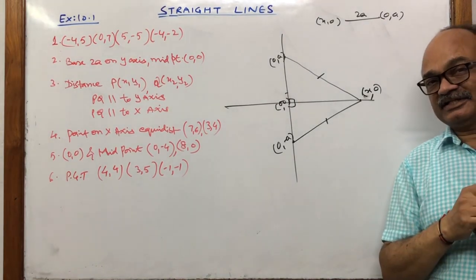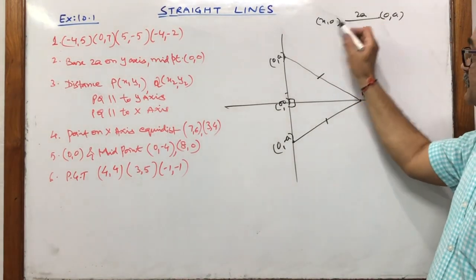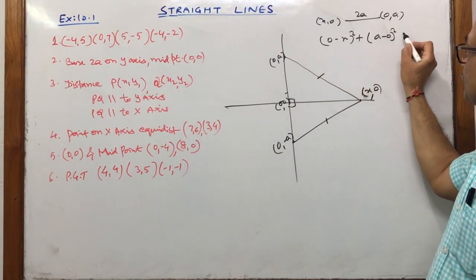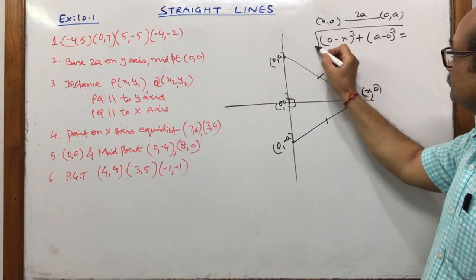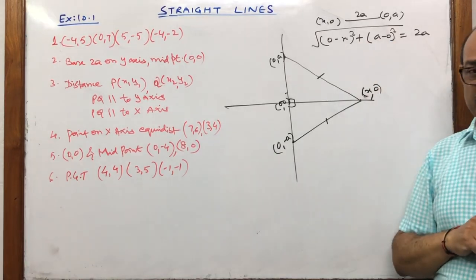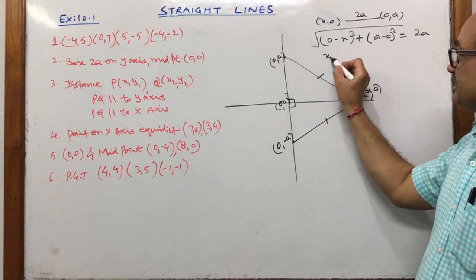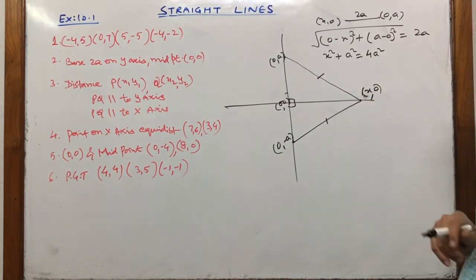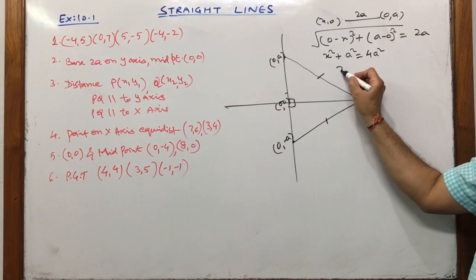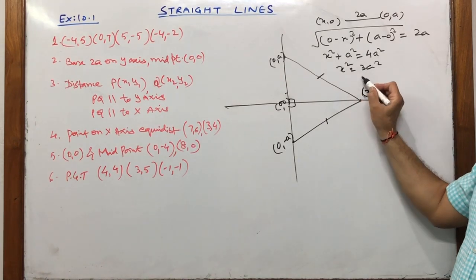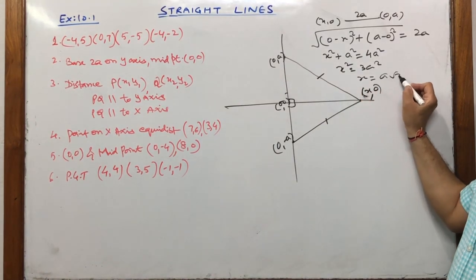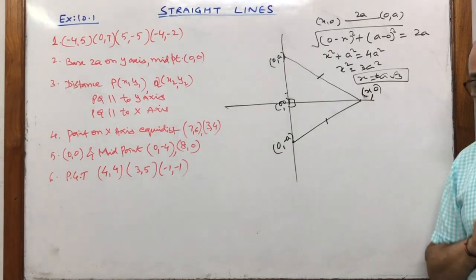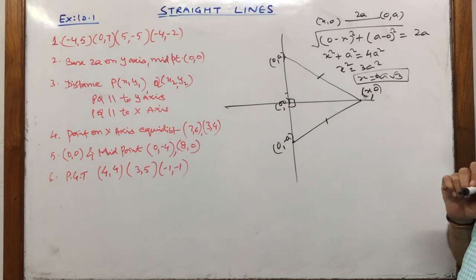Again applying the class 10 distance formula: 0 minus x the whole square plus a minus 0 the whole square equals 2a. Squaring both the sides, x square plus a square equals 4a square. It means x square equals 3a square. So x equals a root 3, plus and minus. Why plus and minus? Because we are taking a square root.